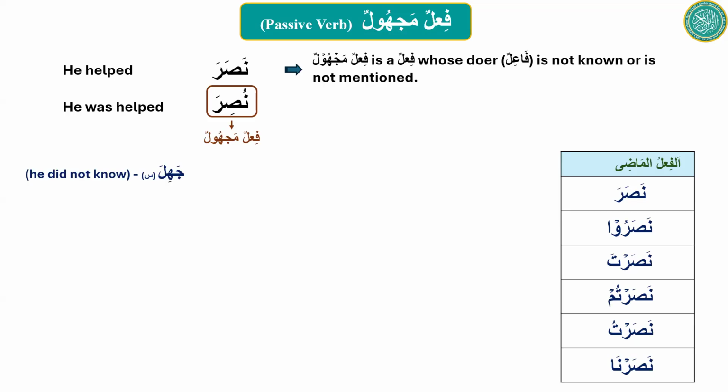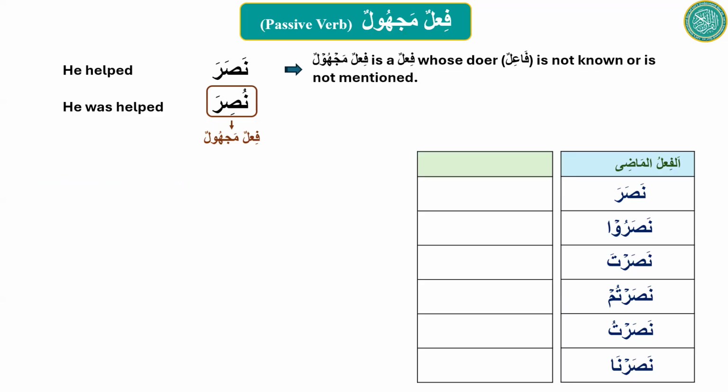Jahilun majhulun. Jahil is the one who doesn't know, and majhul is something that the jahil doesn't know, the thing which is unknown. And over here, what is unknown? The fa'il, the doer is unknown. And that is why this fail is called fail majhul. In English, we call it passive voice. Active voice, passive voice. So nasara is active voice and nusira is passive voice.